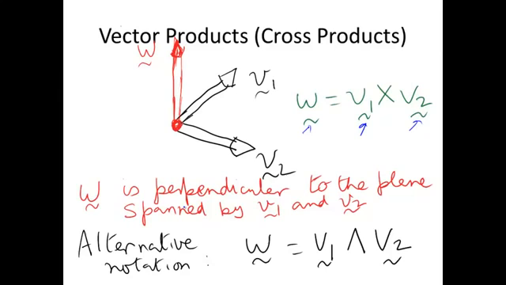I want to just say as well that I will use an alternative notation. Instead of just using the cross, I will use this wedge symbol, but I use this for the cross product. Nothing big deal, just a particular notation that I like and is used in higher mathematical applications.